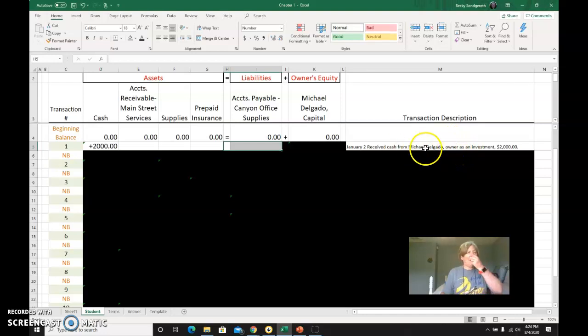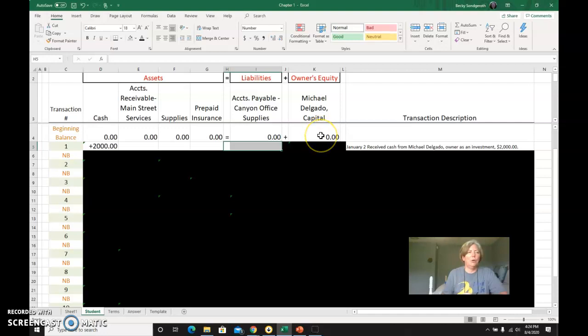But it says Michael Delgado, the owner. So Michael Delgado is my owner. Anytime the owner does anything, this account is affected. So the question is, how is it affected? It's classified as owner's equity. Is it going up or down?